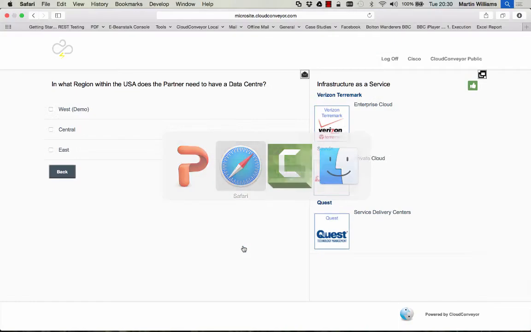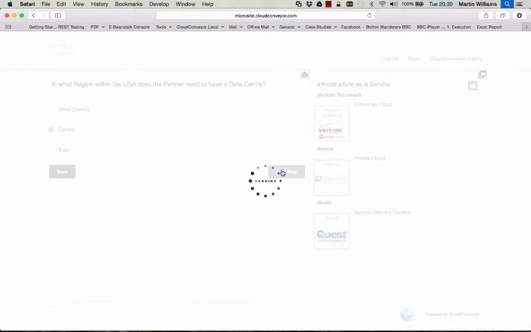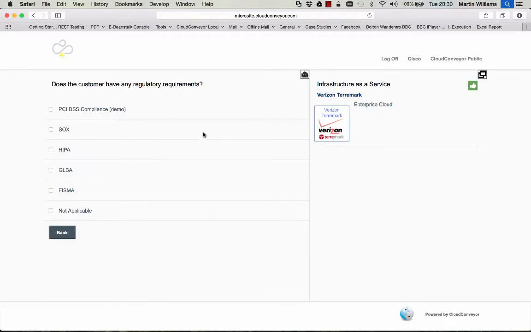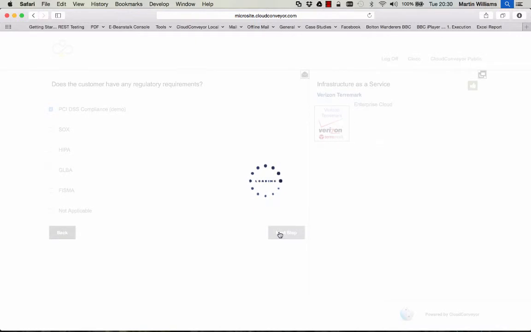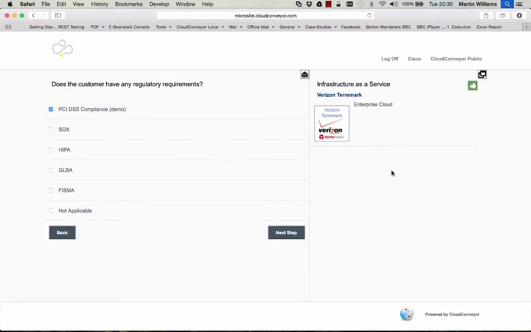And so if I change my answer from West to Central, then it goes back to the original. Verizon Terramark is valid, but it now asks a different question. It now needs to know, do you want PCI compliance? Because I'm now in Central, and there are some services which obviously do not provide PCI compliance in the Central. So if I say that I want PCI compliance, then that finishes the search. Verizon Terramark is still the answer, and none of the others.